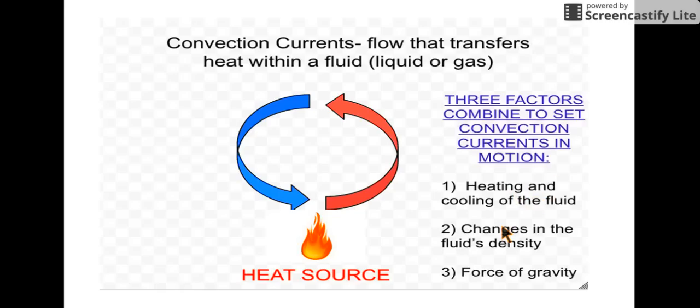We also need changes in density. Now that happens automatically because as something heats, it becomes less dense and will go up. And when something cools, it becomes more dense and it will sink. Now we also need gravity to help out here, right? Because we need gravity to help pull this cool material back to the heat source.